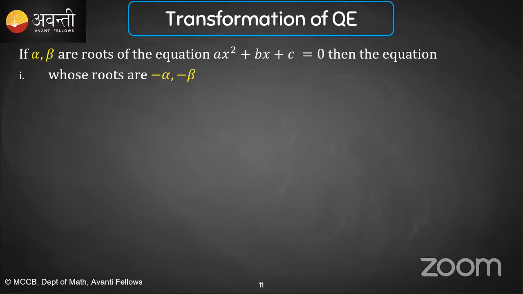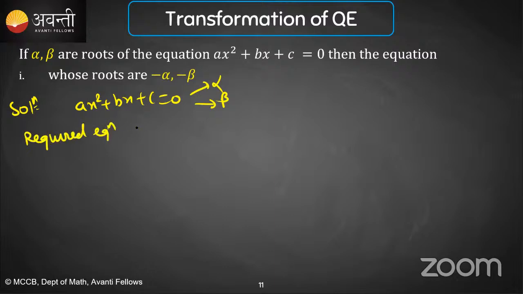If alpha beta are the roots of the equation ax square plus bx plus c is equal to 0, then the equation whose roots are minus alpha and minus beta find करना है, right? So student, see, ax square plus bx plus c is equal to 0 has roots alpha beta, right? Required equation has roots minus alpha minus beta.